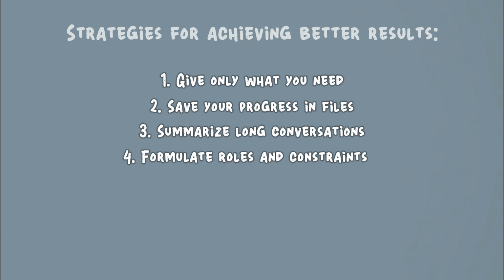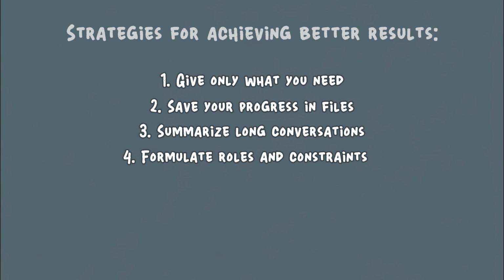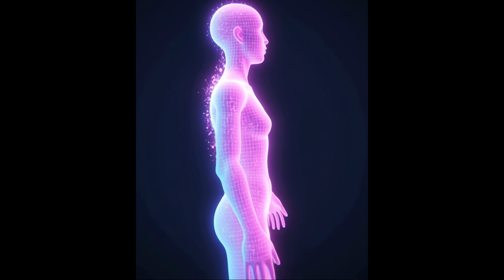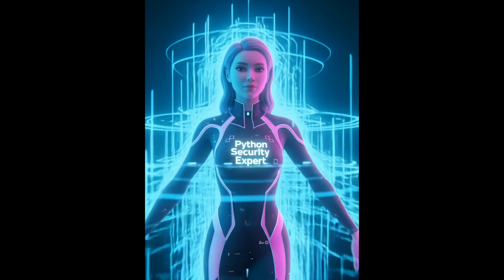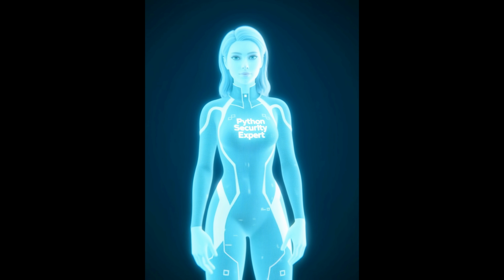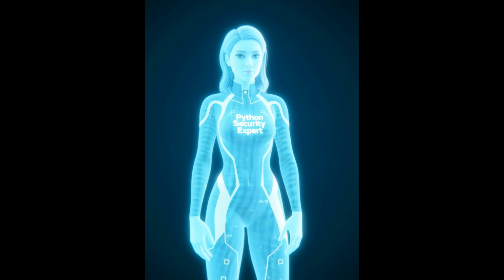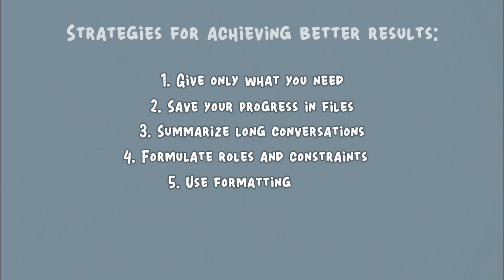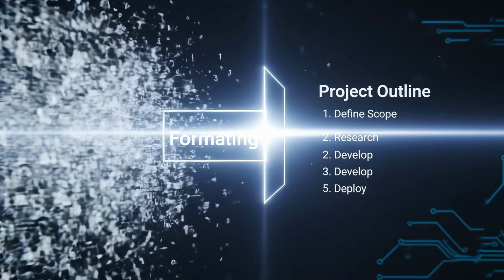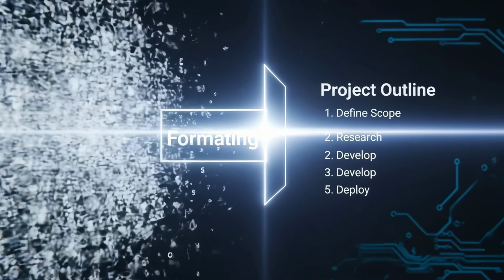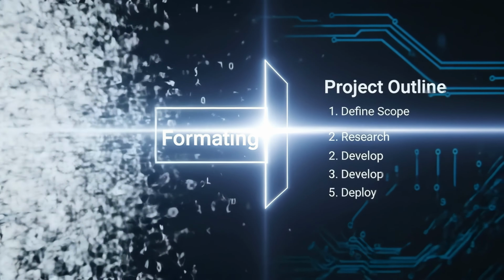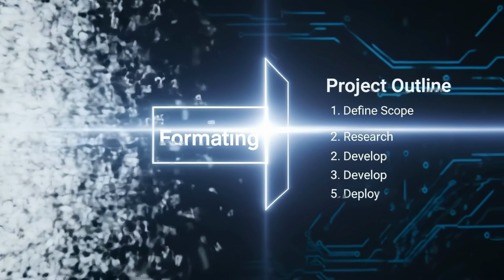4. Define roles and constraints. An LLM works more reliably if you give it a clear role. You are a Python security expert, or you are a technical documentation editor. This narrows the range of possible responses and helps avoid unnecessary guesswork. 5. Use formatting. A clear structure for your request, using lists, headings, and steps, greatly simplifies the model's job. The better structured your text is, the higher the chance the response will also be well structured.